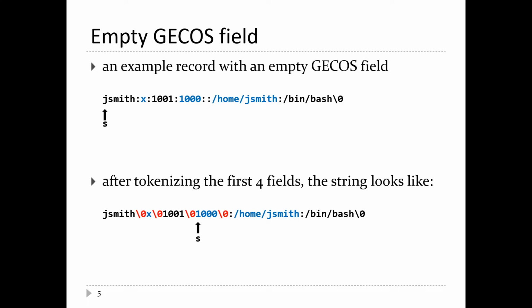So here's an example of a record that has an empty user information field. When you tokenize the first 4 fields, it replaces every colon with a \0. So there's the first field, second field, third field, fourth field, and we have a \0. Now, the next time you call strtok, it skips over all of the delimiters. So it skips over that delimiter and it finds home.js.smith. So it's going to think that home.js.smith is the user information field, and it doesn't realize that there's a missing user information field.